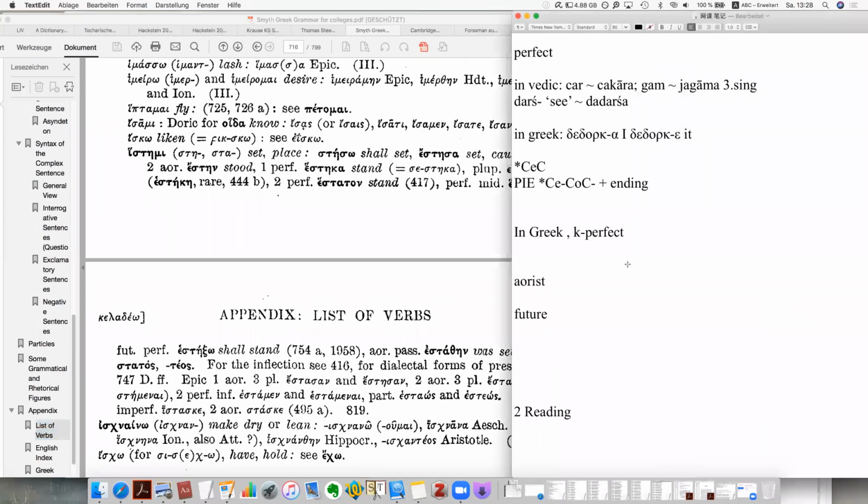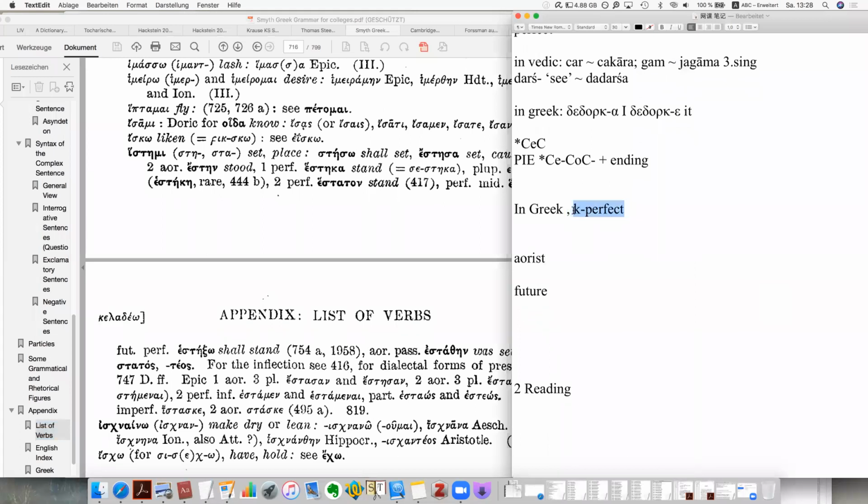So how can we explain this one? We have a very special class in Greek with a k element in it. So this is an original PIE perfect, but for the Greek, you have to put a K in between. So originally, this goes back actually to, wait a minute. Probably if we check, wait a minute.